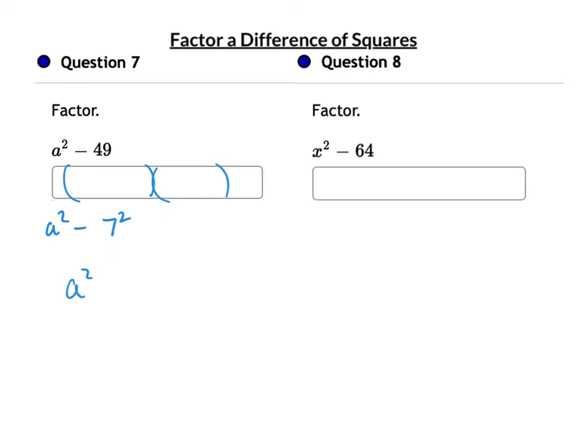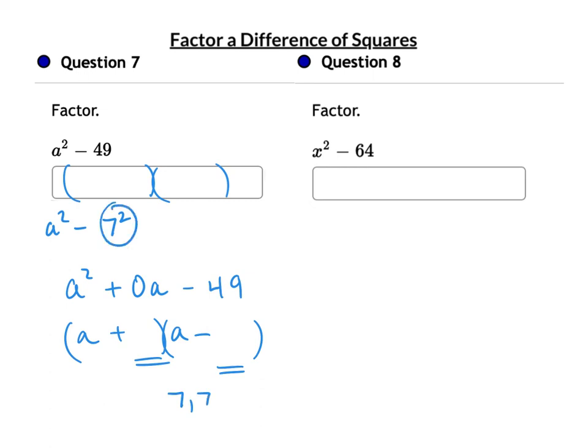I told you before, you can think of it as having a middle of 0. 0a is 0. And you need factors of 49 that subtract to 0. Well, that times that makes negative 49. It's a positive and a negative. And the factors that subtract to 0 are 7 and 7. Yeah, it's 7 squared. Doesn't matter where you put the 7s because they're the same number. And you can go either order. A minus 7 times a plus 7 or a plus 7 times a minus 7. It's the same thing.